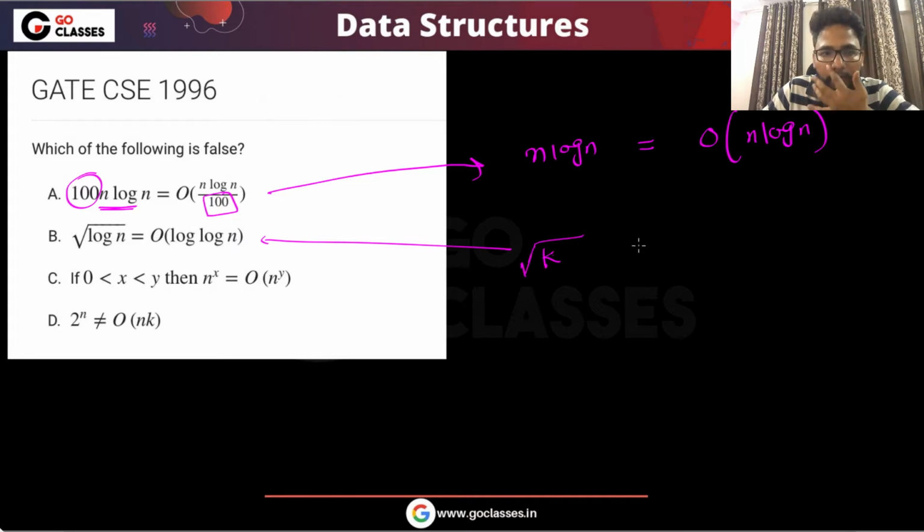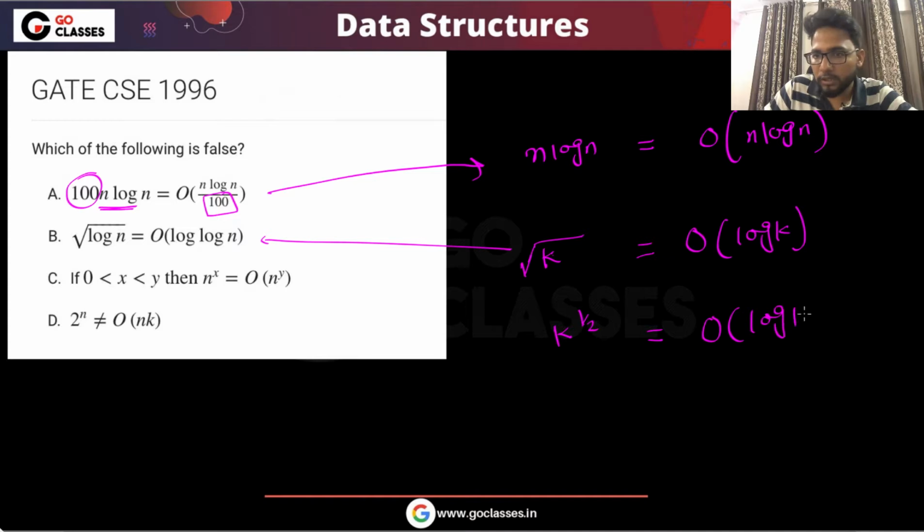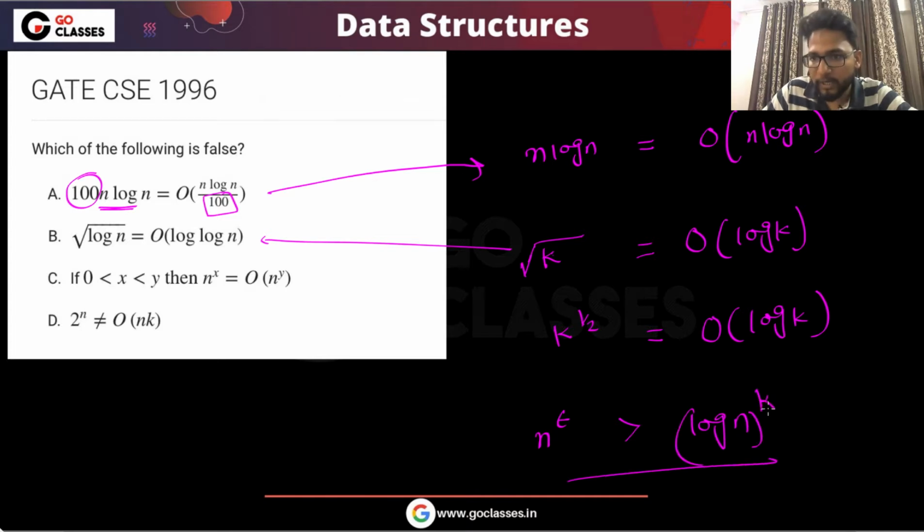So it will be root k, and that is equal to order of log k. Is it true? This is k power 1 by 2, and this is order of log k. Is this true? Just recall that n power epsilon is in fact strictly greater than log of n, or power anything. So that's why this B is false. B is the correct answer because they are asking for the false one.